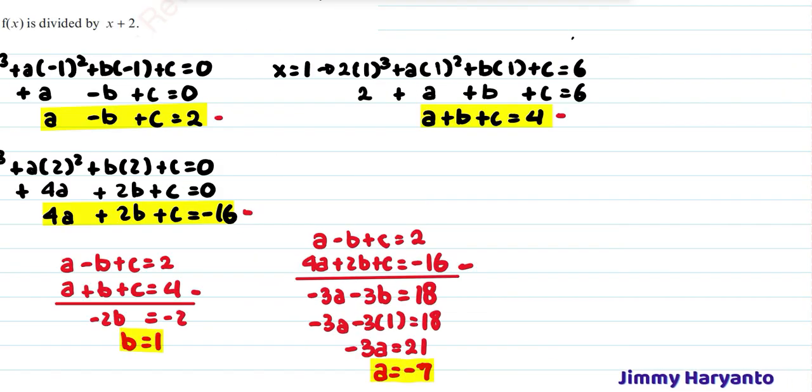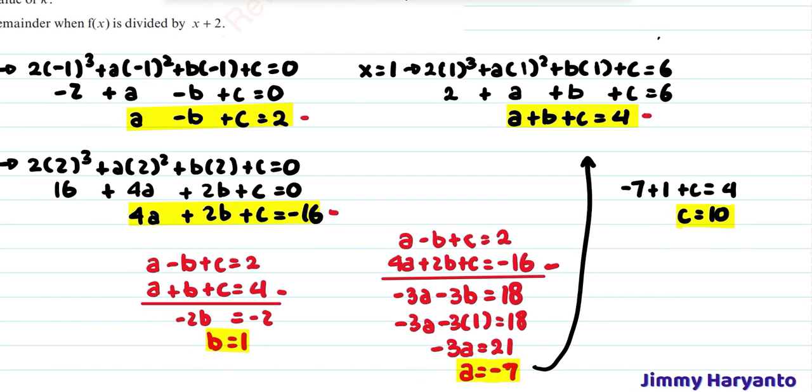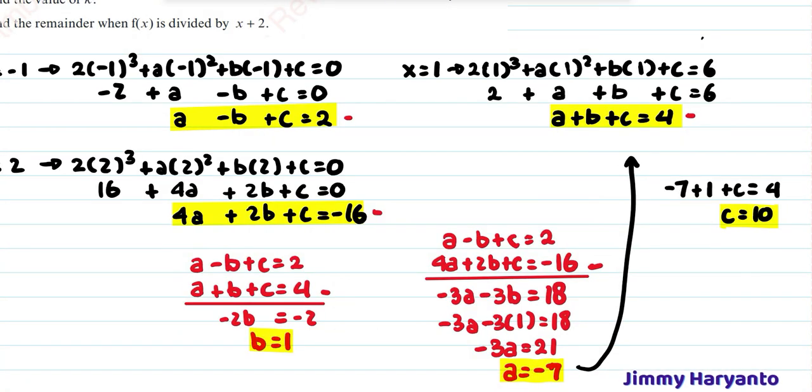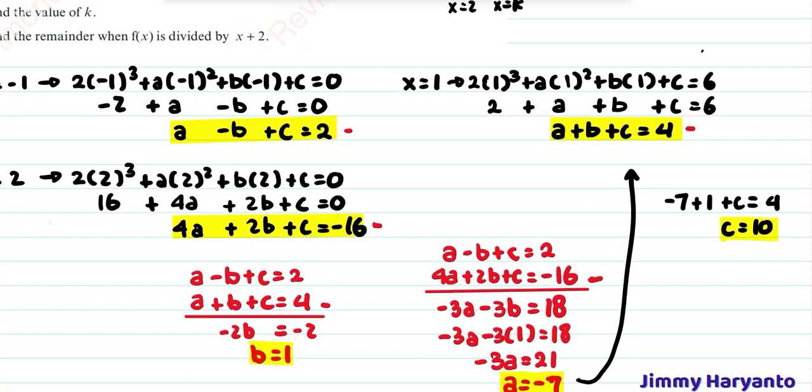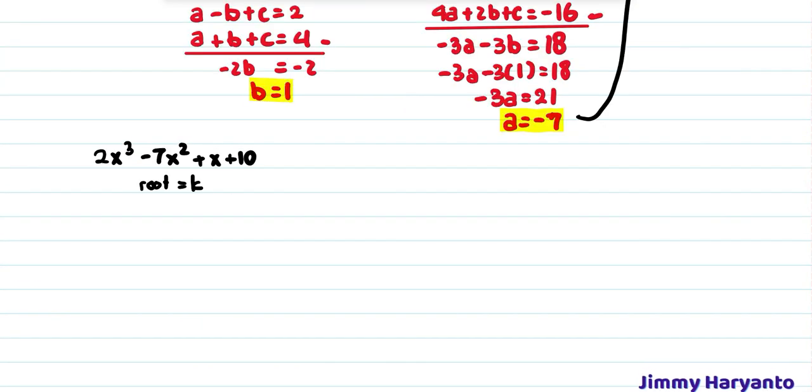And then next, to find c, you only have to input it into these equations. Actually, you can choose any equation you have, but I will choose this one. The a is negative 7, the b is 1, and then plus c equals 4. So c equals 4 plus 6 equals 10. So c equals 10. a equals negative 7, b equals 1, c equals 10. We are not finished yet because we have to find the value of k. Okay, I will write it first. Okay, I already replaced the a, b, c into the polynomial.